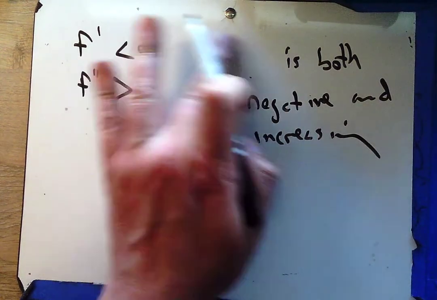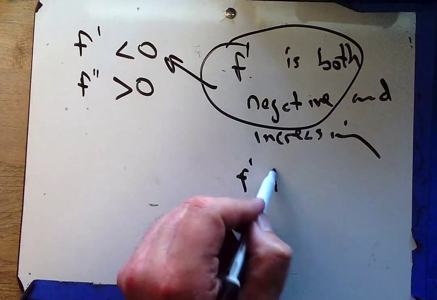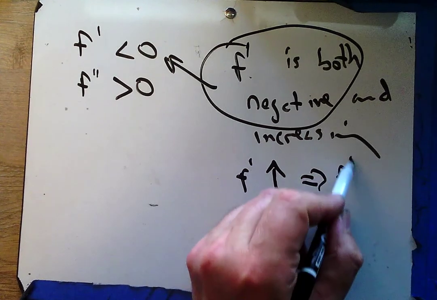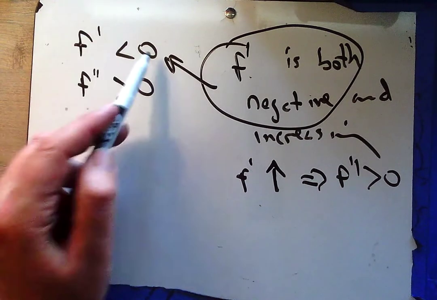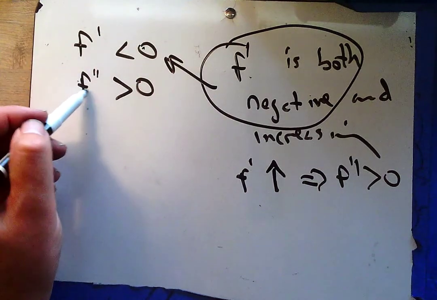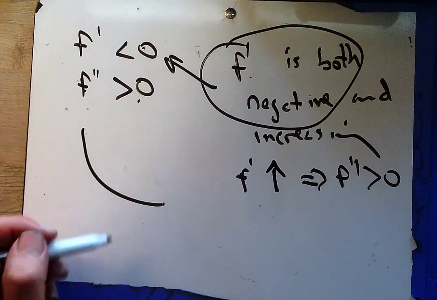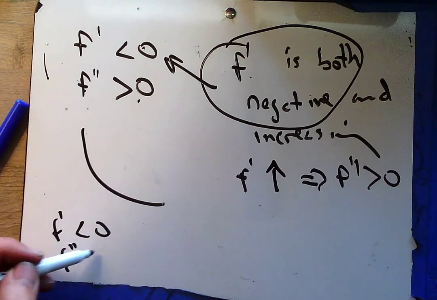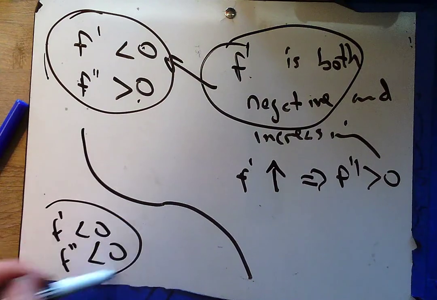Okay, so I know f prime is negative, but I also know f prime is increasing. F prime increasing means f double prime greater than 0. So I'm supposed to sketch a graph where f prime is negative and f double prime is positive. So I want f to be decreasing and concave up. There we go. Oh, but later, negative and decreasing. So it starts off this way, but then f prime continues to be negative, but now f double prime is less than 0. So it starts off this way, then becomes this.